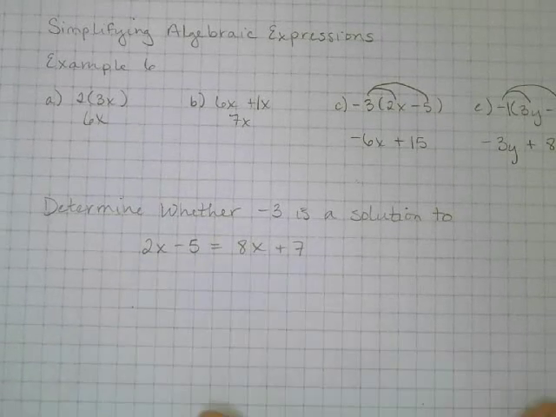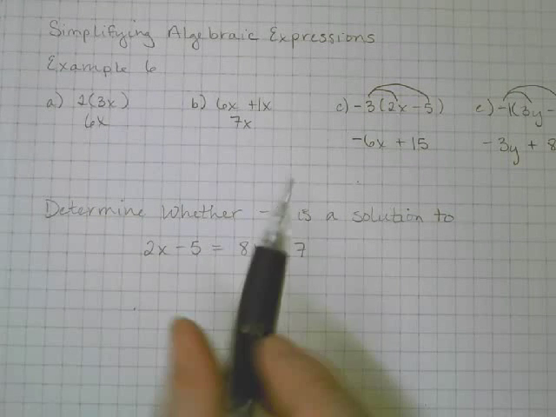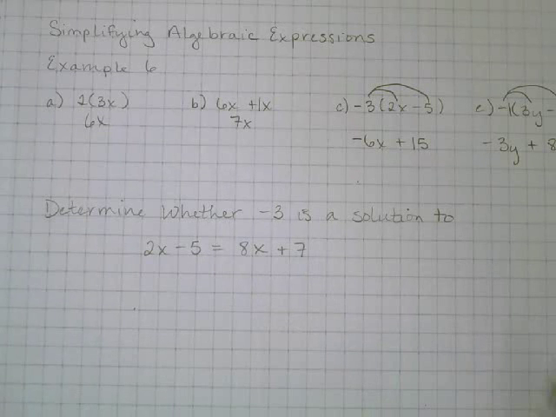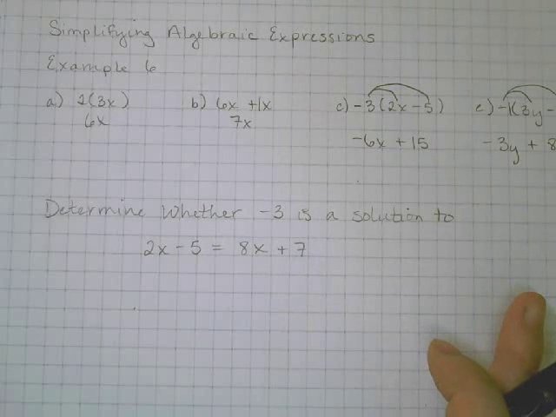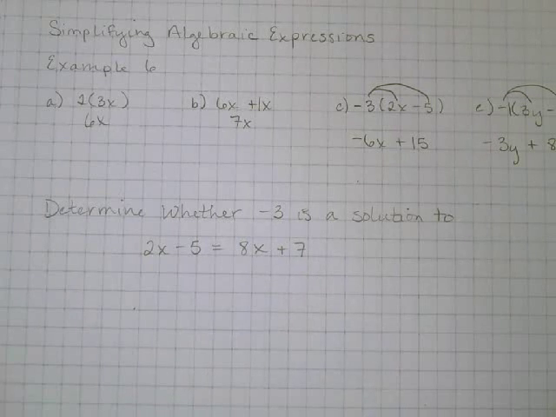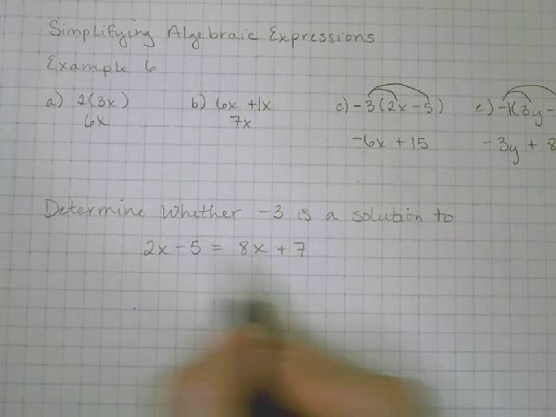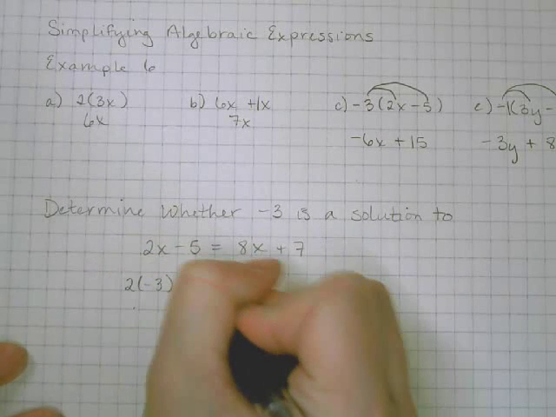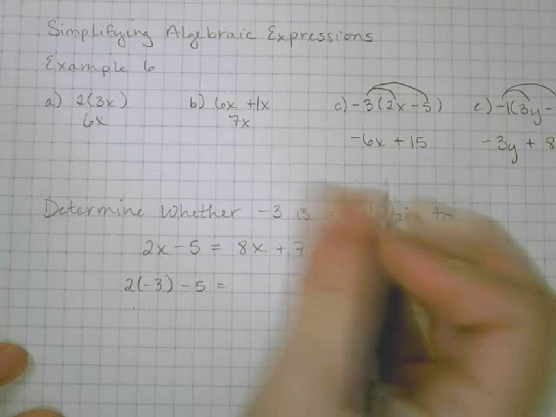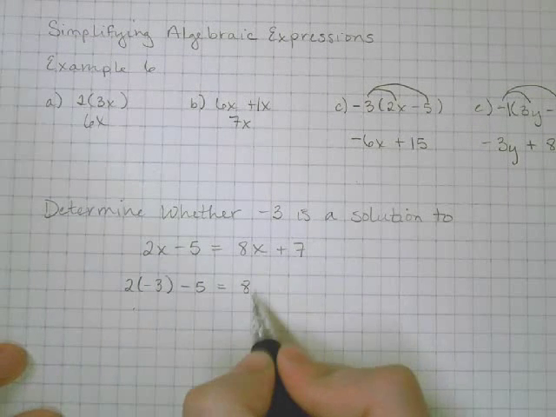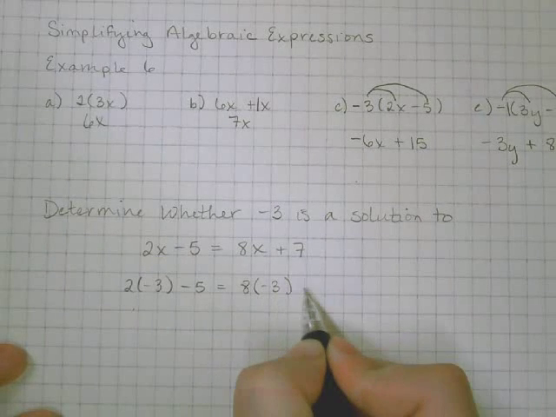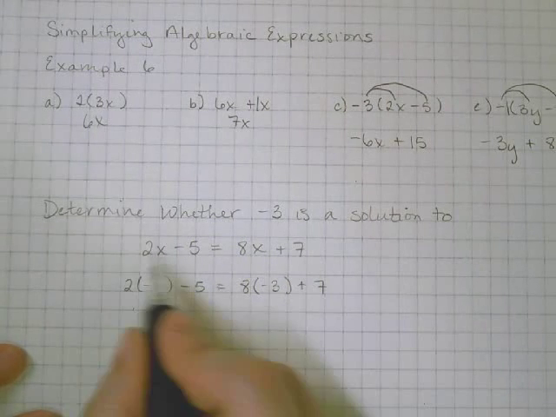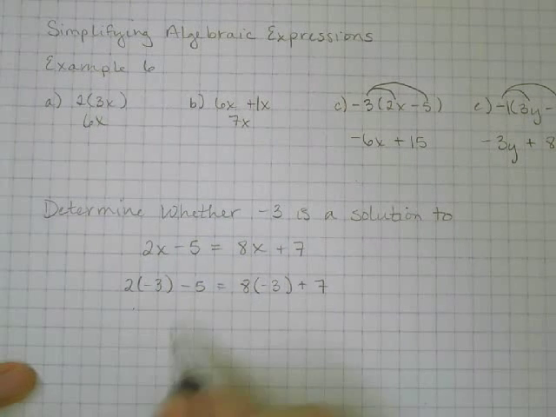Finally, determine whether negative 3 is a solution to 2x minus 5 plus 8x equals 8x plus 7. So I'm going to substitute negative 3 in for my x's. So I have 2 times negative 3 minus 5 equals 8 times negative 3 plus 7. Notice I just dropped down my equal sign, my minus 5, my plus 7, the 2, and the 8. The only thing I changed is I took out the x and I put in negative 3.